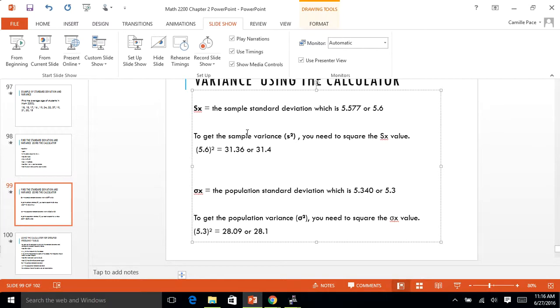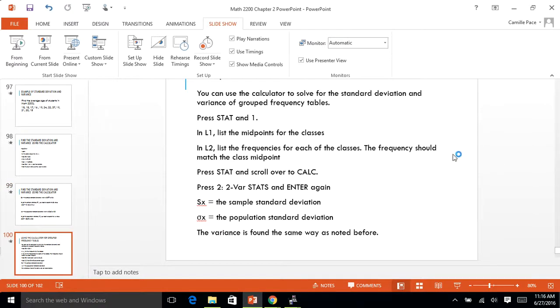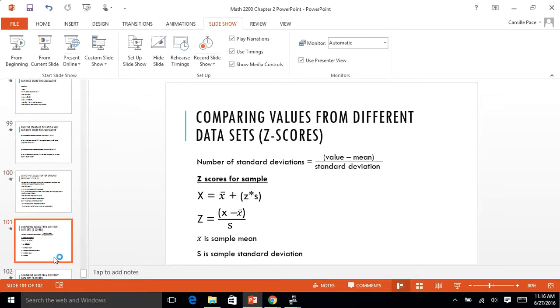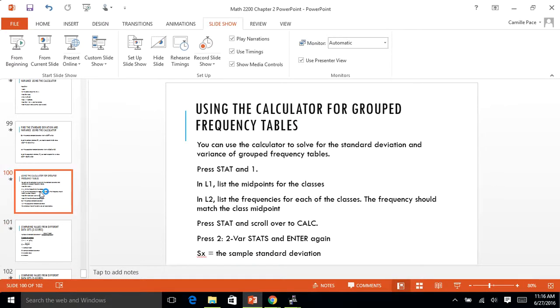It's going to ask you if it's a sample or a population. You just choose which one. And again, right here, I have the directions for finding the standard deviation or variance of grouped frequency tables. Again, that's the one where you find the midpoints and then you put everything in.